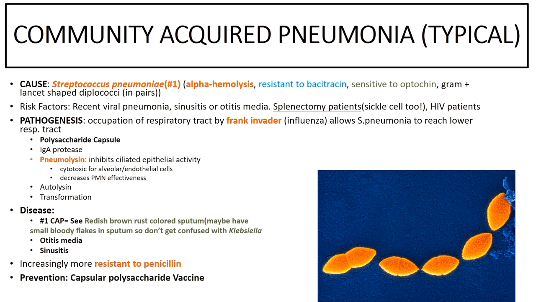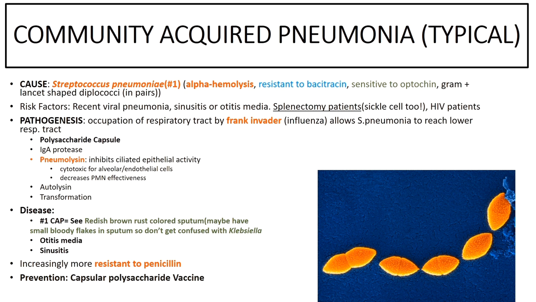As far as disease, since it's the number one community acquired pneumonia, let's describe what comes up when you spit it up. It's going to have a reddish, brown, rusty colored sputum. It may have small blood flakes in the sputum. But don't get confused with Klebsiella, where your whole sputum is just blood chunks and you'll have necrotic tissue within there. This is not necrotic tissue. This just has a little bit of blood. It's rust colored. It might be brown or reddish. Okay? So definitely associate that with pneumonia.